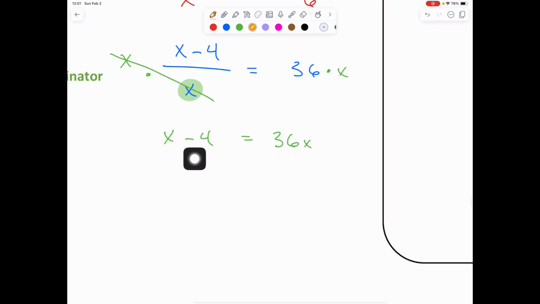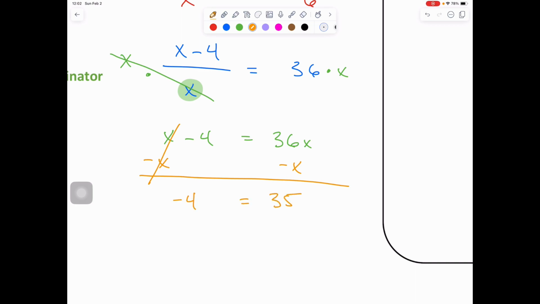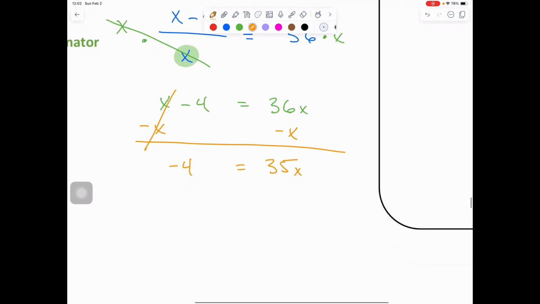And step 4 in orange will be to solve for x. We need to get that negative 4 by itself since we have an x on both sides. So that plus x becomes minus x. And let's subtract x here, x minus x. Bring down your negative 4 equals 35x. How do we get x by itself? Yes, we will divide each side by 35. Negative 4 over 35 equals x.